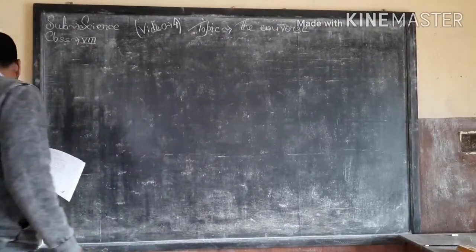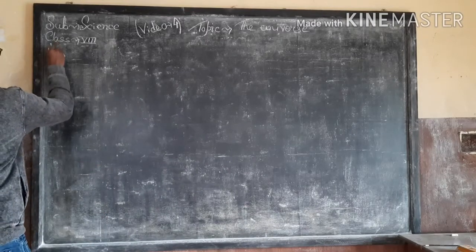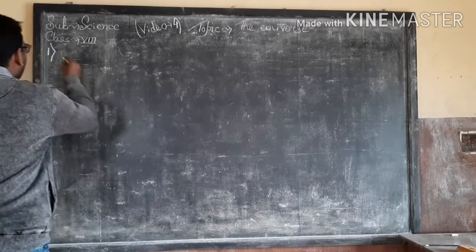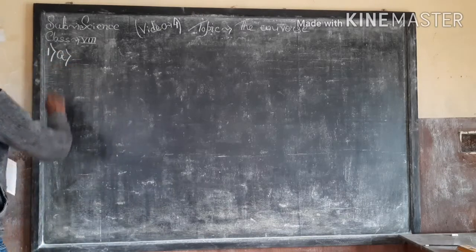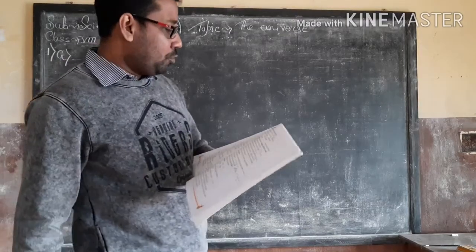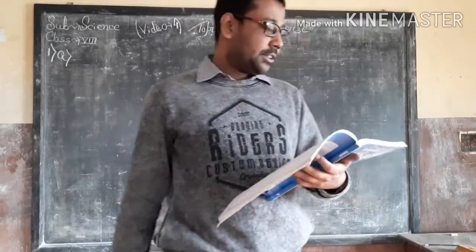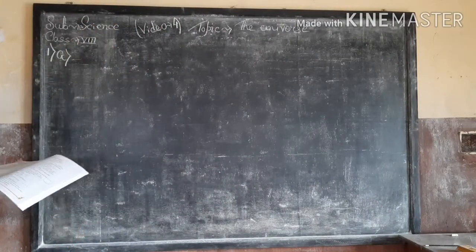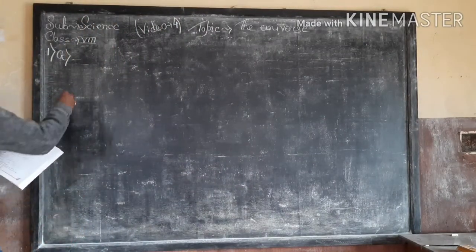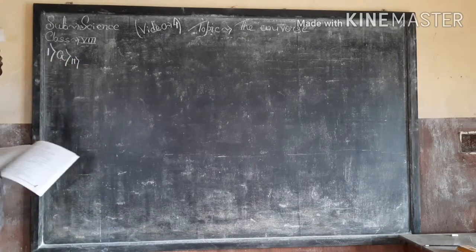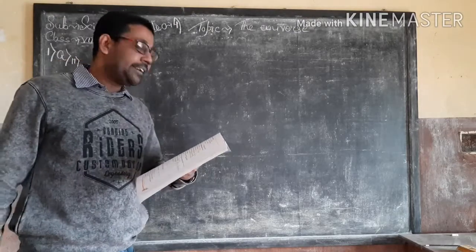The first, question number 1, multiple choice questions. 1A. The time period between a new moon and the next new moon is about 29 days. That means option 2 is correct for 1A: 29 days.